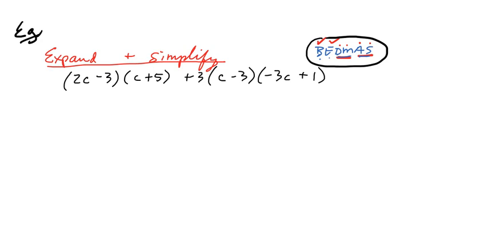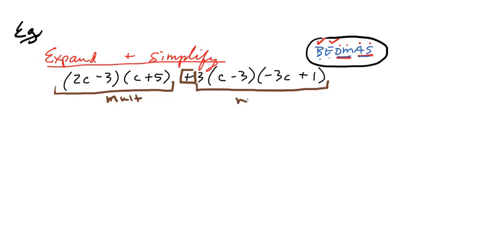So if we look at BEDMAS and take a look at this, I see that I have an addition here that's outside the brackets. And so that means that this multiplication, and this multiplication of 3 different terms, has to be evaluated first, because the multiplication is actually the first thing that shows up on this list.